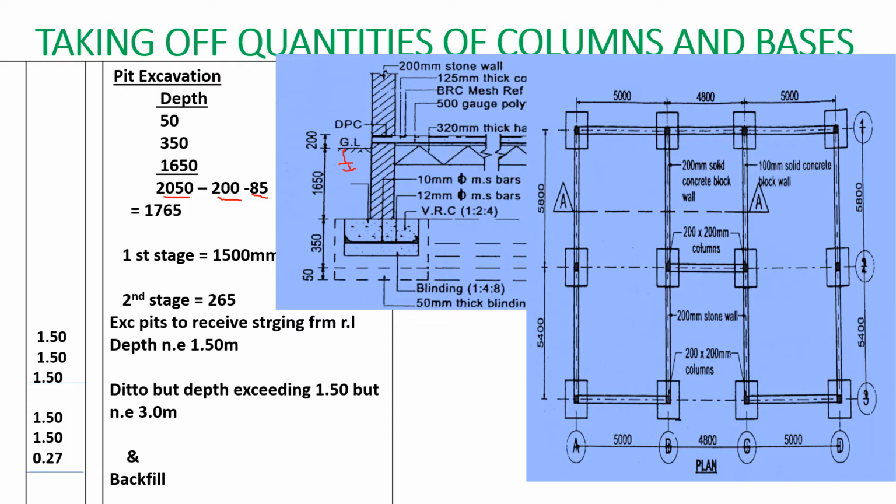So remember, we do excavation in stages. So we are going to book this in 2 stages. The first stage is 1500 millimeters. And then the second stage is what remains, that is 265. And then remember, our pits are how many? 1, 2, 3, 4, 5, 6, 7, 8, 9, 10, 11, 12. So we multiply here by 12. Yes, and then we excavate pits to receive the columns starting from reduced level, depth not exceeding 1.5. And then what remains, say detail, but depth exceeding 1.5 but not exceeding 3.0 meters. And then we backfill. So this one is also by 12.